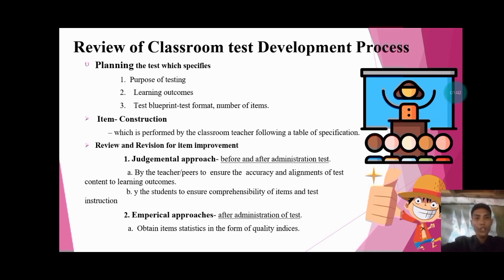Review and revision for item improvement. Number one is the judgmental approach. It is being used before and after administration of the test by the teacher's peers to ensure the accuracy and alignment of test content to learning outcomes, and by the students to ensure comprehensibility of items and test instructions. Empirical approaches are performed after administration of the test, to obtain item statistics in the form of quality indices.